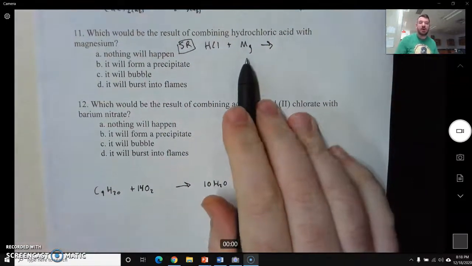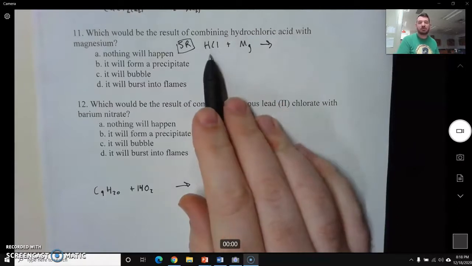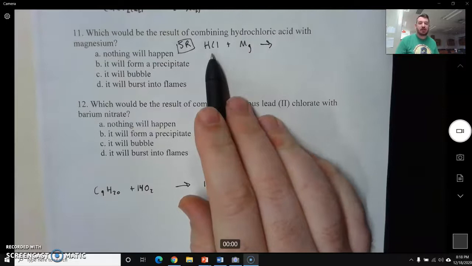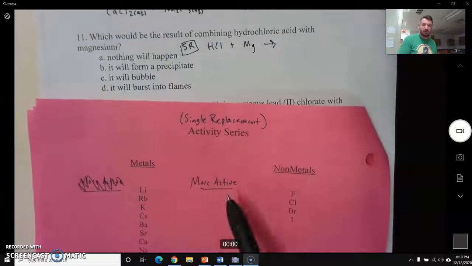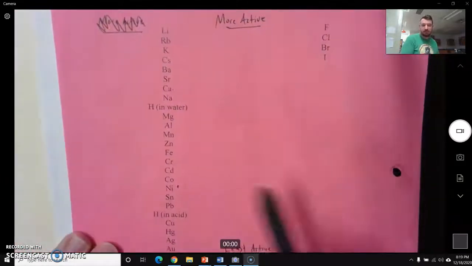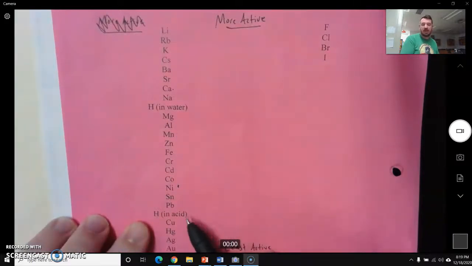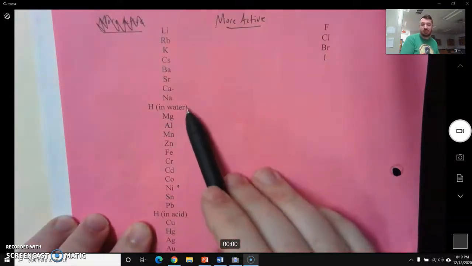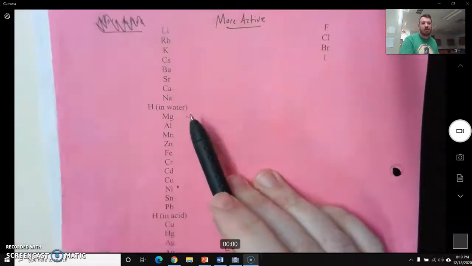So we need to compare magnesium, which is a metal, with hydrogen, which is the positive ion in our compound. So we want to use our activity series. Compare magnesium with hydrogen in the acid. We have magnesium up top and hydrogen in an acid down below. Don't get that confused with hydrogen in water. It's harder to separate a hydrogen from water than it is from an acid.